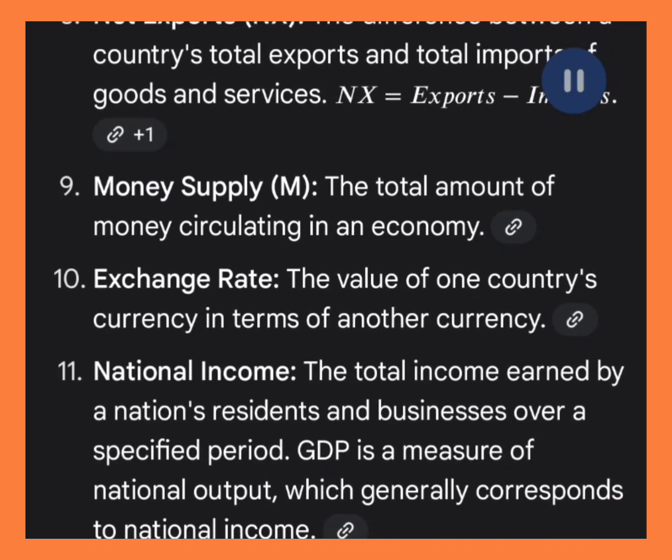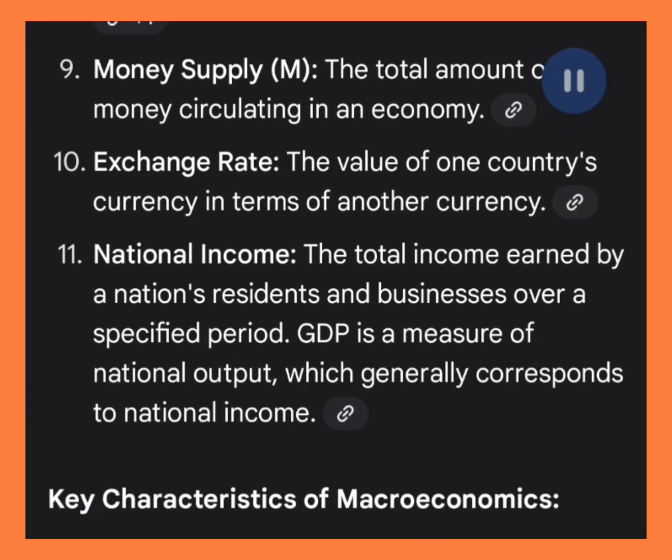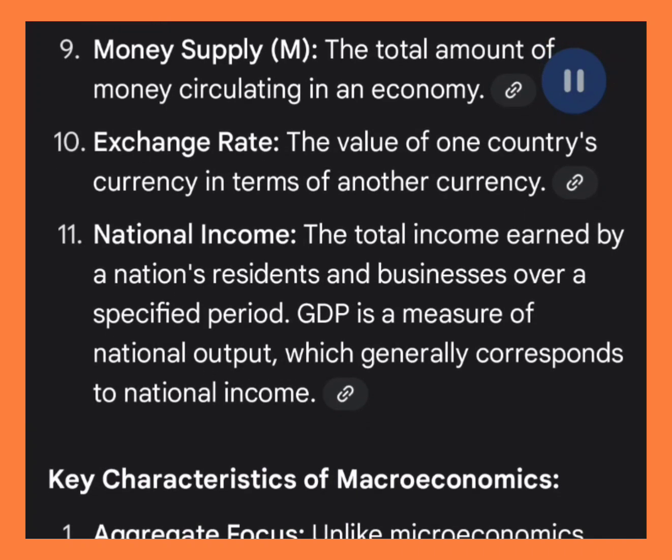9. Money supply, M. The total amount of money circulating in an economy. 10. Exchange rate. The value of one country's currency in terms of another currency. 11. National income. The total income earned by a nation's residents and businesses over a specified period. GDP is a measure of national output, which generally corresponds to national income.